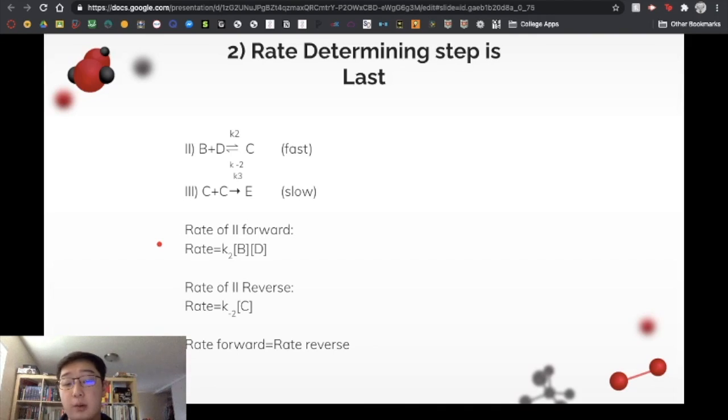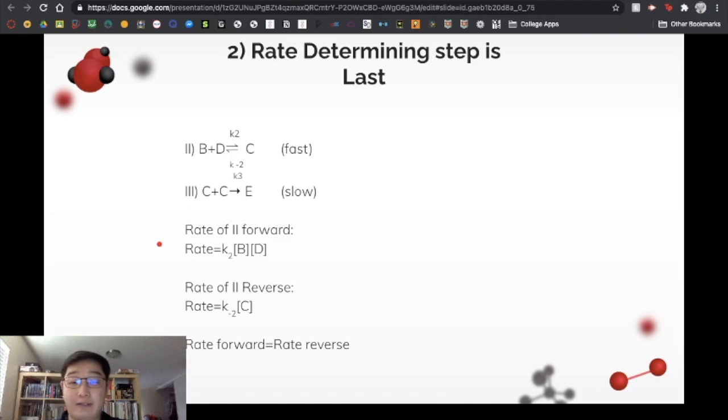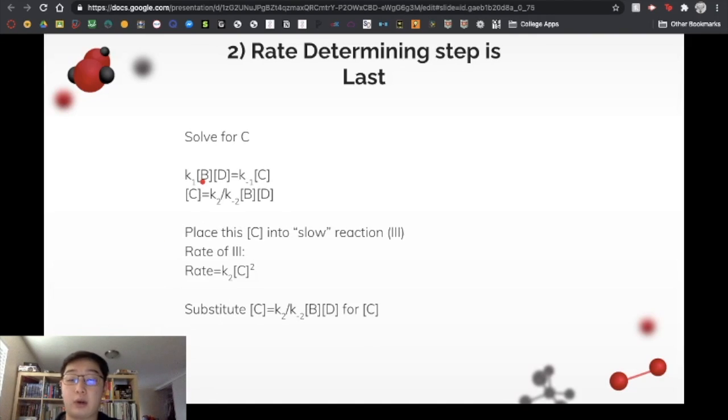And then you have the rate forward is equal to the rate reverse. It's maybe a little bit confusing if you're coming from the equilibrium kinetics, but this equivalence is just assumed for the next step, which is you solve for whatever comes after. In this case, the next reaction uses C, right? So in this case, you're going to solve for a concentration of C.